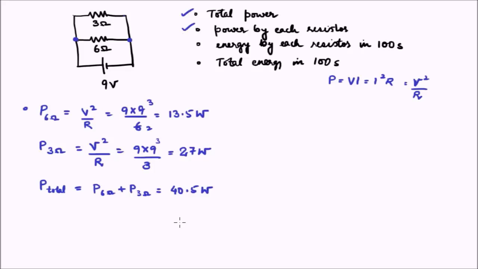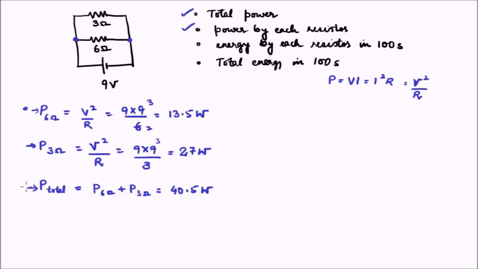If you remember correctly, the total power in our last case, in the case of the series circuit, was 9 watt. Here it is 40.5 watt. That is quite a hike. So just by changing the configuration of the resistors, we have increased the amount of power we are extracting out of the system. Fine. Now let us see an alternative way to do the same thing.